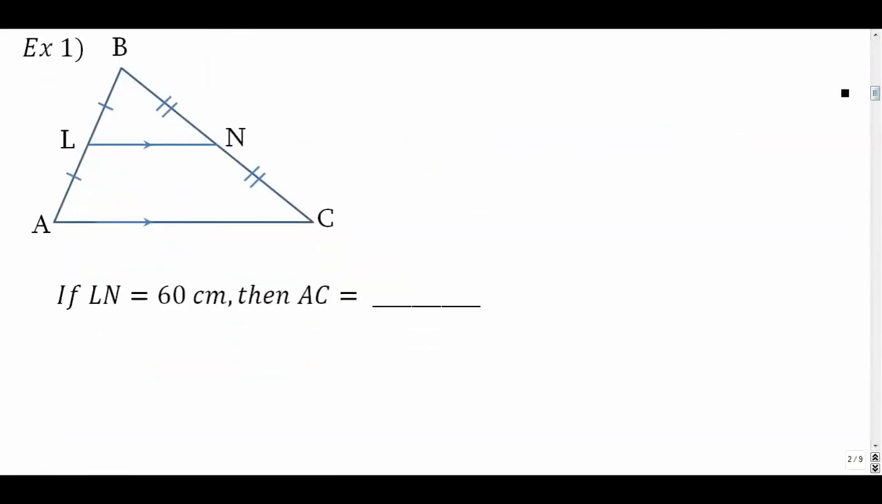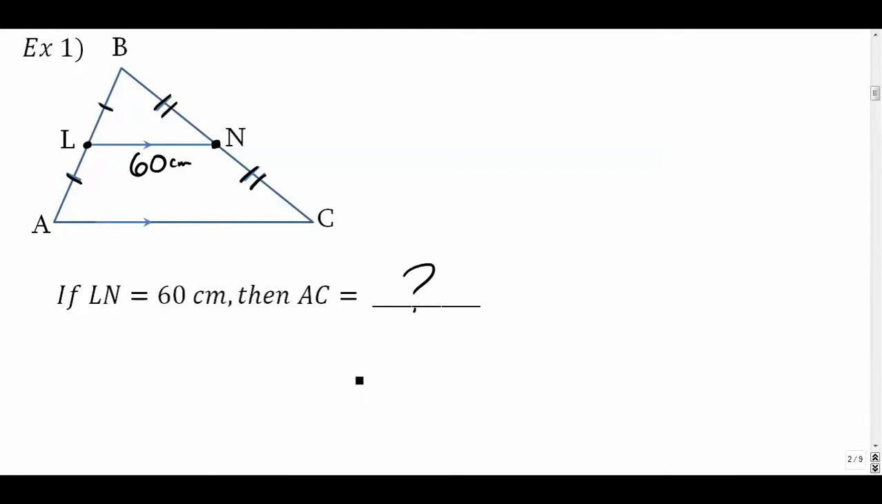Number one. I encourage you along the way when you watch my videos to pause it and maybe draw the diagrams, try the problems yourselves. But here we have a midsegment. It's drawn. I know it's a midsegment because of these tick marks and these tick marks. It tells us that point L is the midpoint of segment BA, and that point N is the midpoint of segment BC. Great. So we have a midsegment.